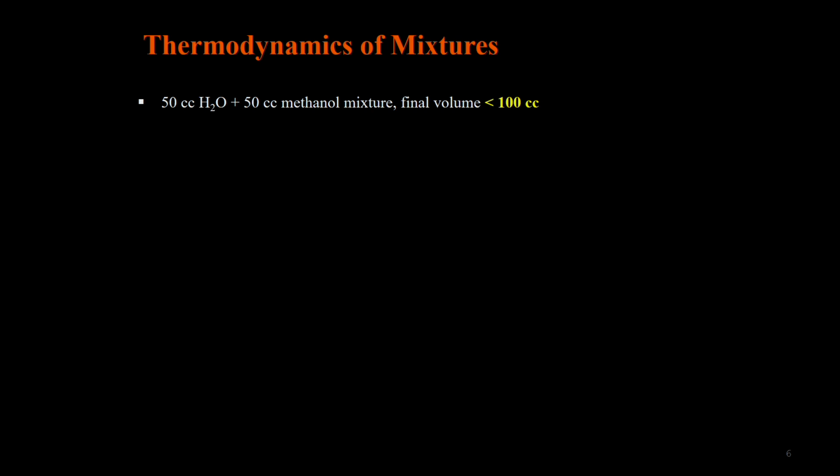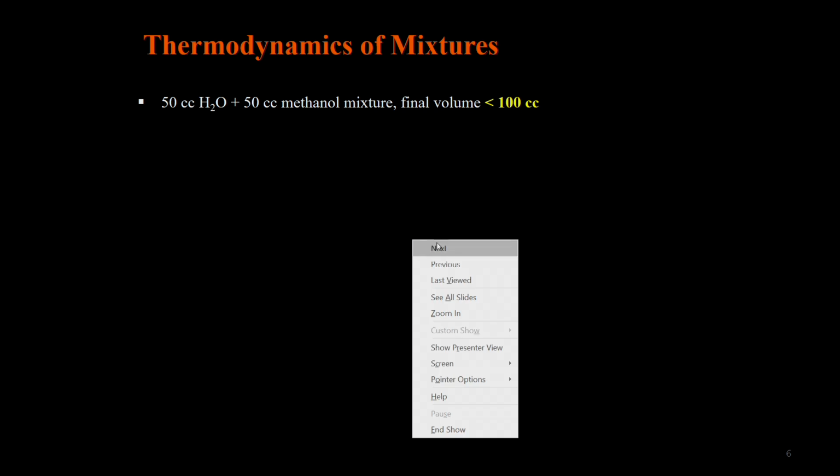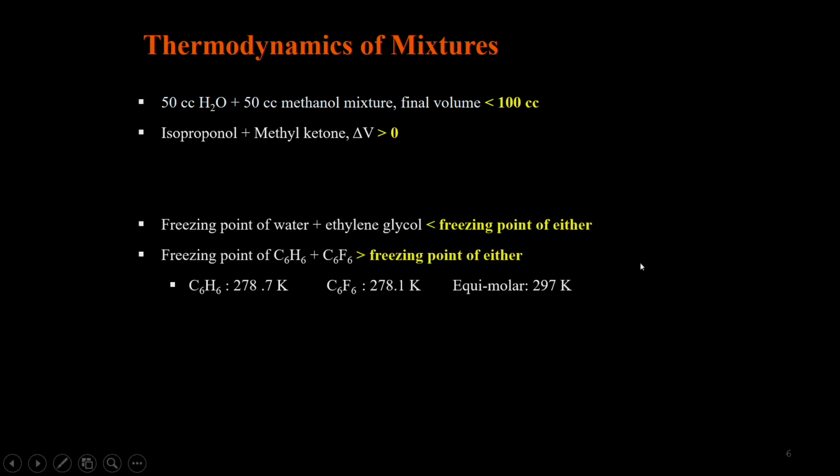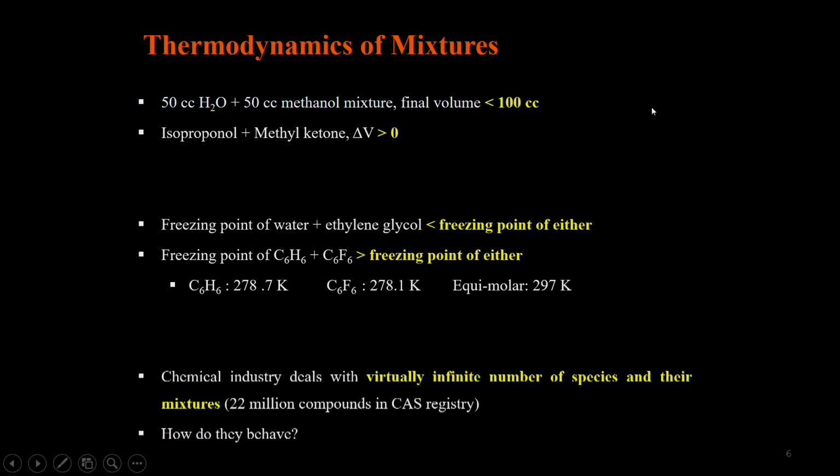Let me give you another example. Let's say I have a mixture of water and methanol. If I take 50 cc of each, it turns out that the final volume is going to be lower than 100 cc. On the other hand, if I have a mixture of isopropanol and methyl ketone, then the change in volume is going to be greater than 0. In the earlier case, it was less than 0, right? Similarly, the freezing point of water and ethylene glycol is lower than the individual freezing points of both these substances, whereas for C6H6 and C6F6, the freezing point is higher than both these substances, right?